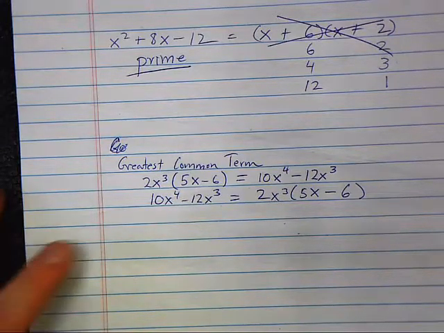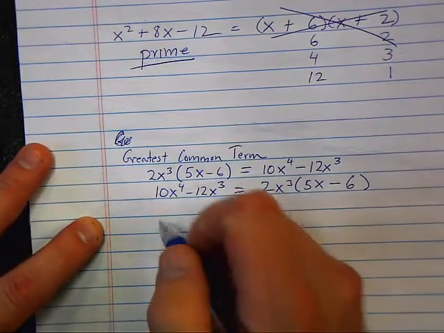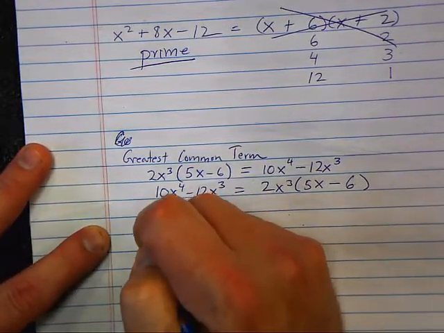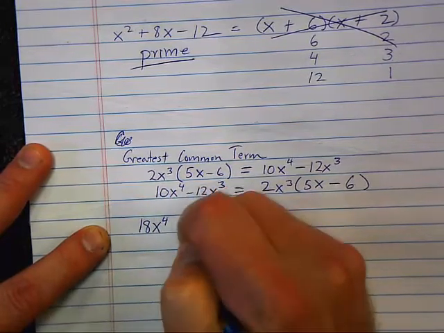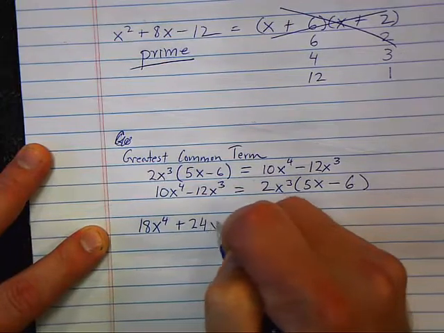Yep, we'll do another one. So we already kind of knew the answer for that one. How about if I gave you 18x to the 4th plus 24x squared?